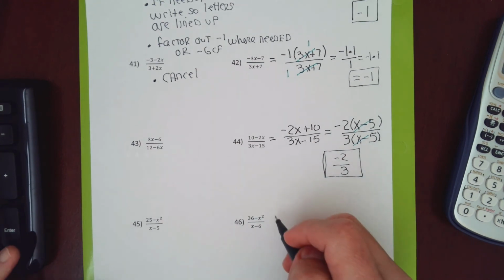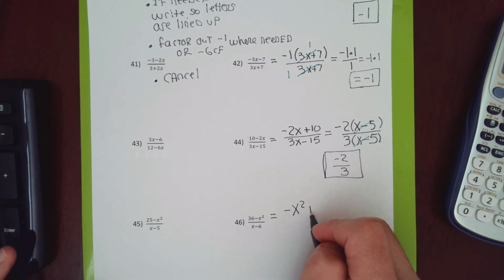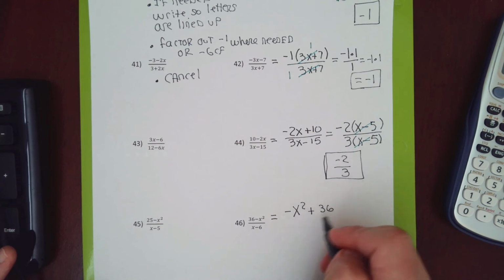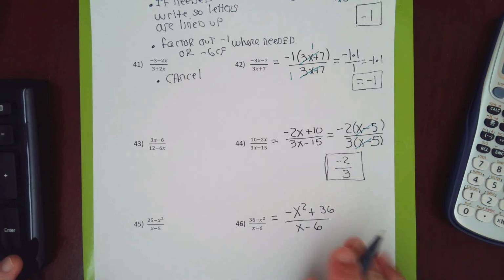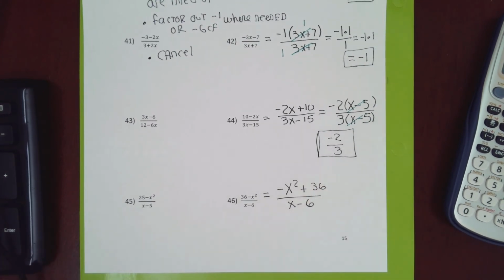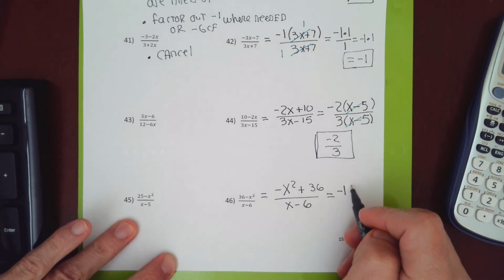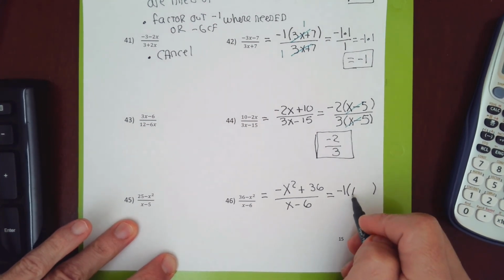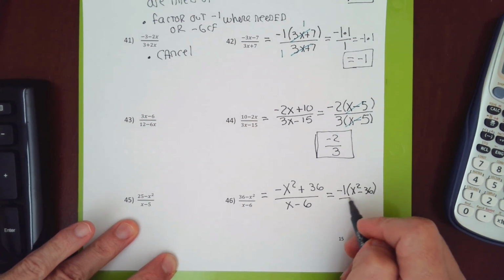In 46, I'm going to line up the letters the best I can. I can't really put the letters with the powers lined up perfectly because I have different powers in the numerator and the denominator. So that's kind of my first step, lining up the letters. And now there isn't a GCF in the numerator, there isn't a GCF in the denominator, so I'm not factoring out a GCF, but the numerator leads off with a negative, so I'm going to factor out a -1 from the numerator. When I factor out a -1 from the numerator, the negative x squared is going to turn to positive x squared. The positive 36 is going to turn to -36.